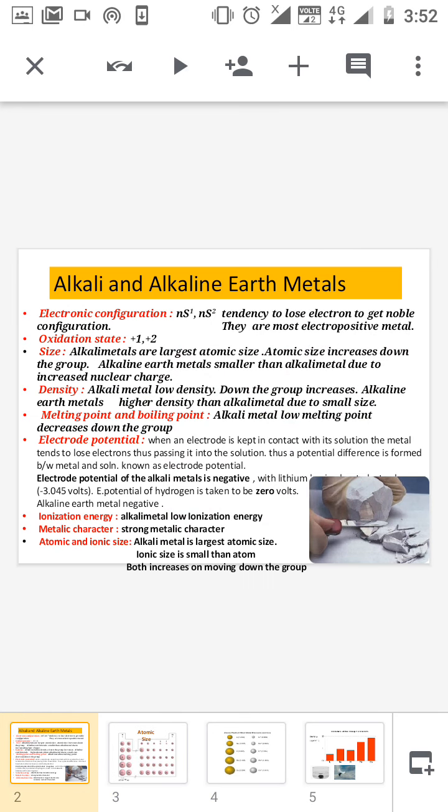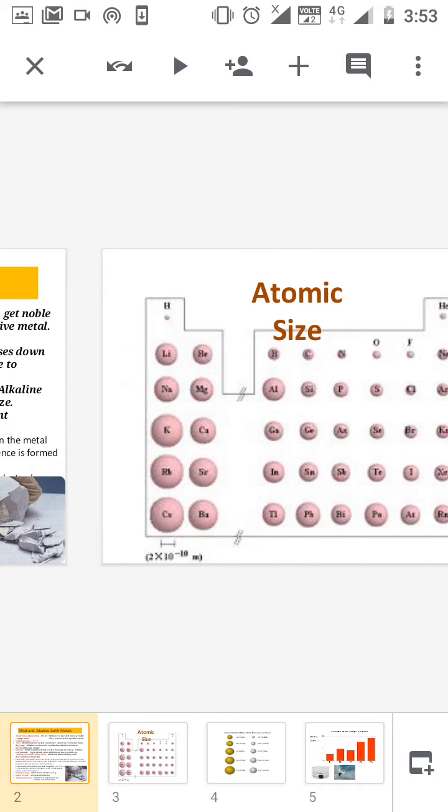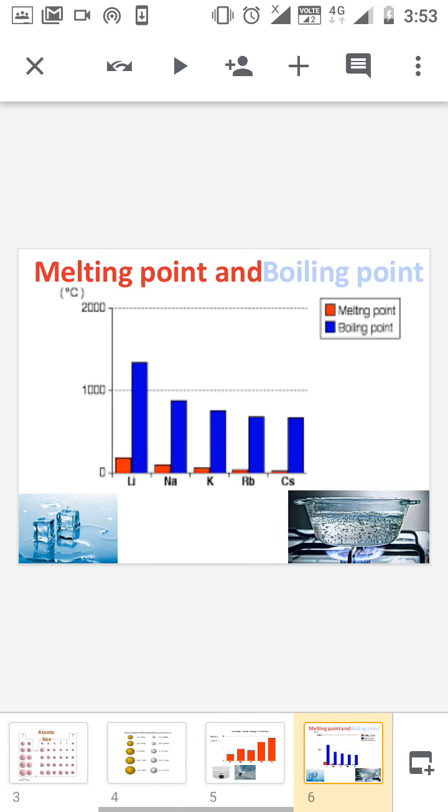Next are the melting point and boiling point. As you know, melting is a very simple process. When you consider the melting of ice, the binding energy between the water molecules is very less, so the ice melts at room temperature. See here, the melting point is represented by the green bar. From top to bottom, from lithium to cesium, the melting point decreases regularly.